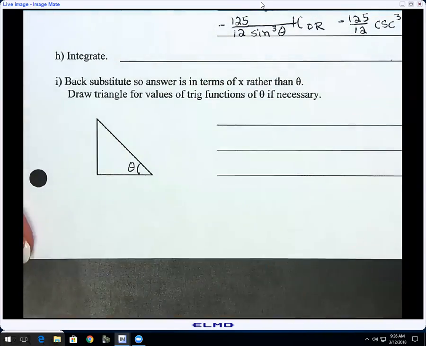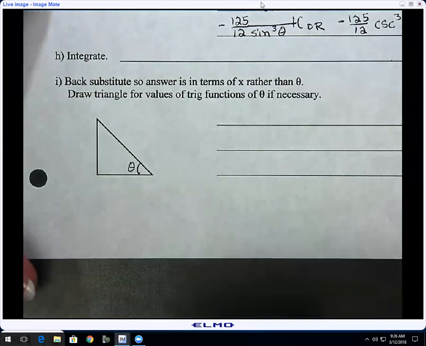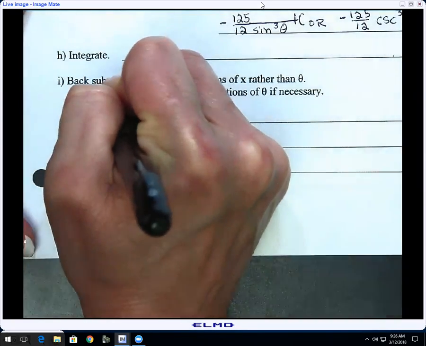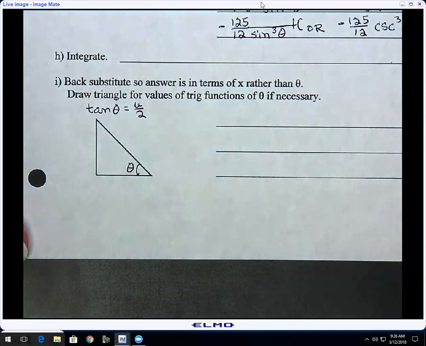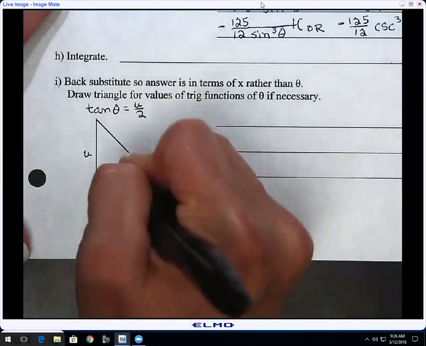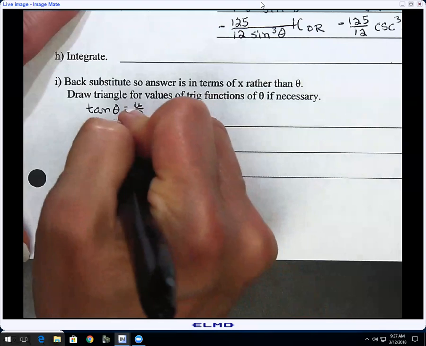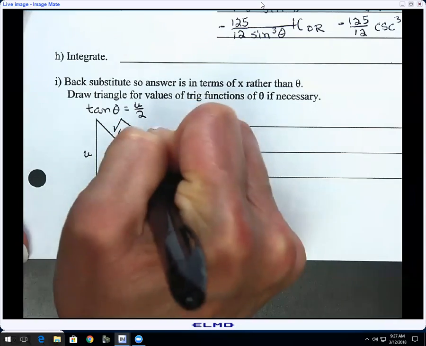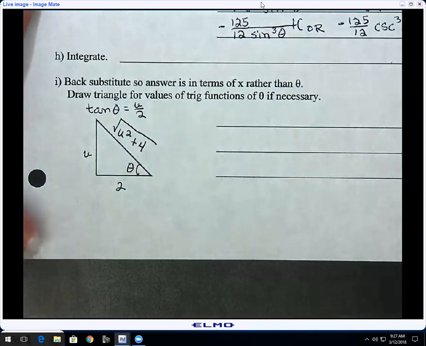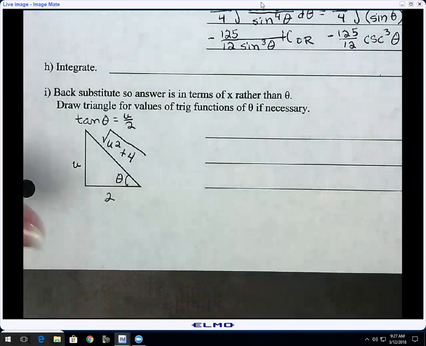I'm going to label this triangle with some angle theta and label the sides in such a way that tangent theta is u over 2. Which sides does that give me? Opposite is u, adjacent is 2, hypotenuse is square root of u squared plus 4. So without even knowing what theta is in degrees or radians, I can tell you what sine theta is. What's sine theta?